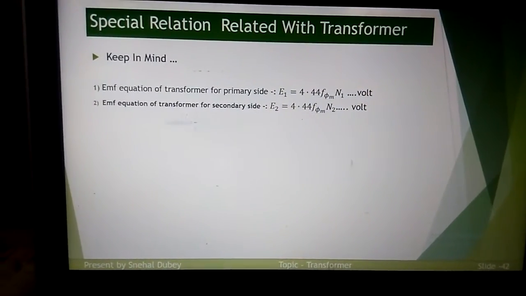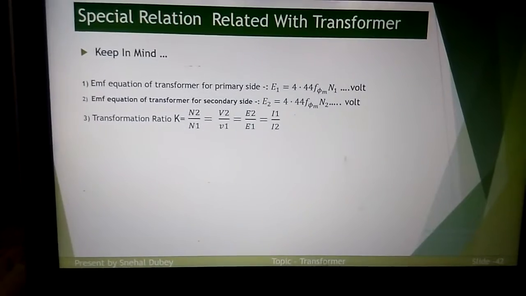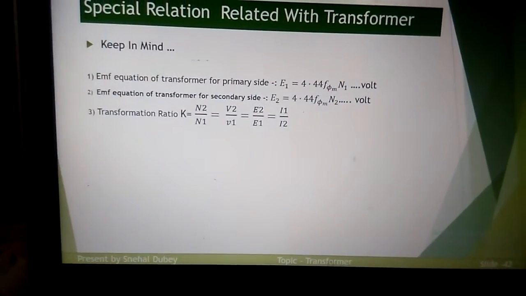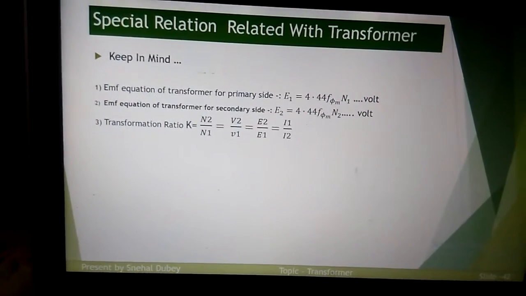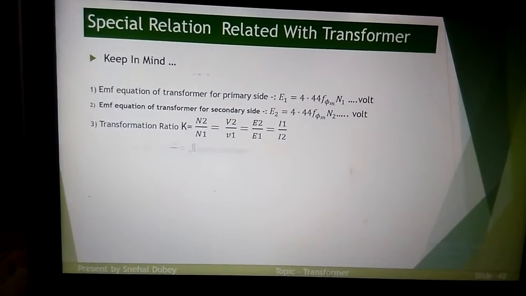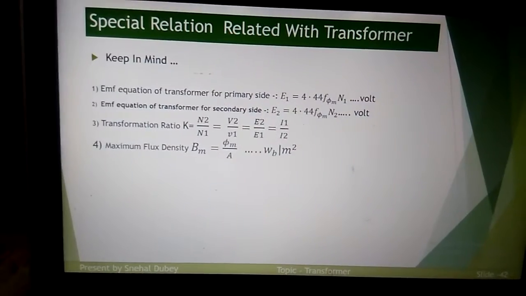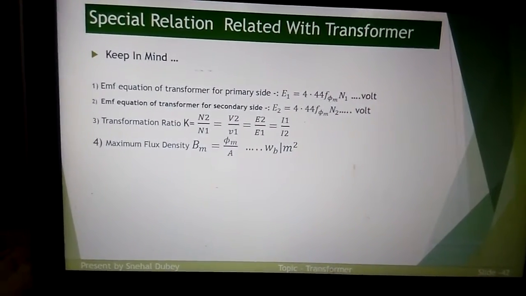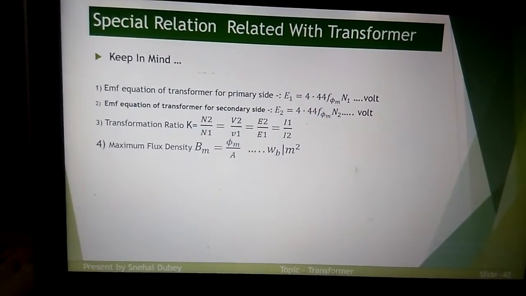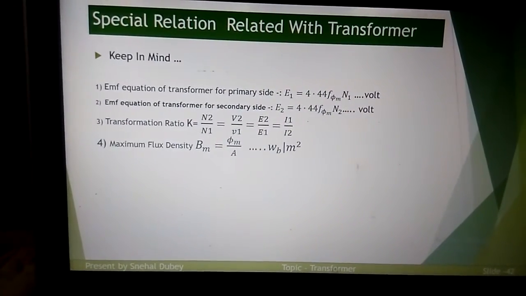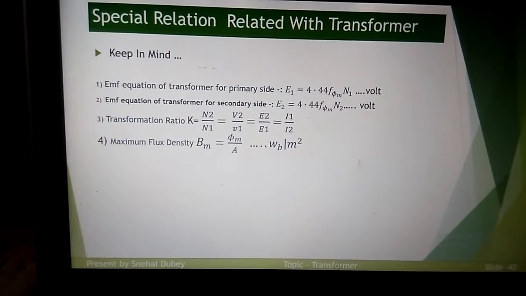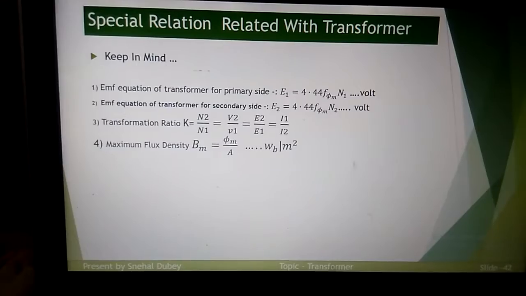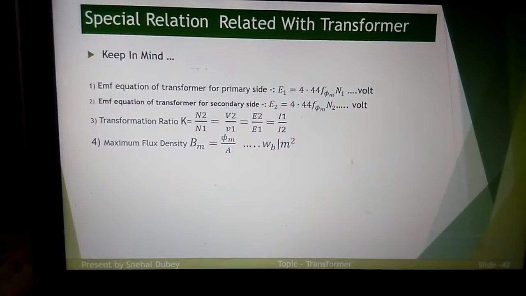Next, the transformation ratio of transformer, that is K is equal to N2 by N1 is equal to V2 by V1 is equal to E2 by E1 is equal to I1 by I2. Next, maximum flux density, Bm is equal to phi M upon A, and the unit is Weber per meter square. So you can write the EMF equation with respect to phi M as well.